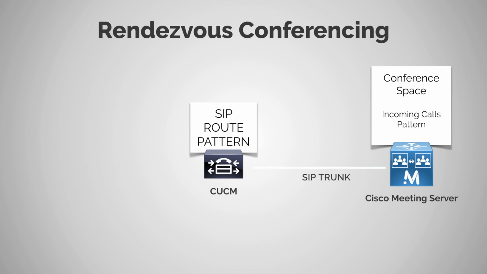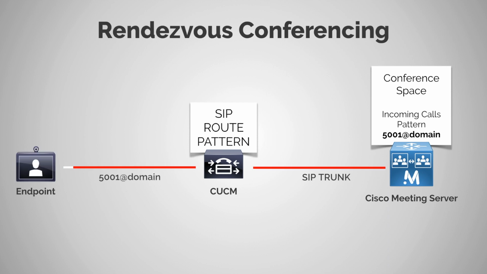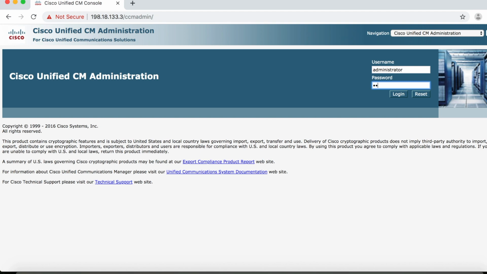So let's say, for example, my conference bridge was 5001 at domain. If an endpoint calls 5001 at domain and sends that call to the CUCM, the CUCM will match that SIP route pattern, which points to the trunk, which points to the conference bridge, or in this case, the Cisco Meeting Server, and then we can get into our conference. Okay? So let's go over to the CUCM and see how we can set all this up.